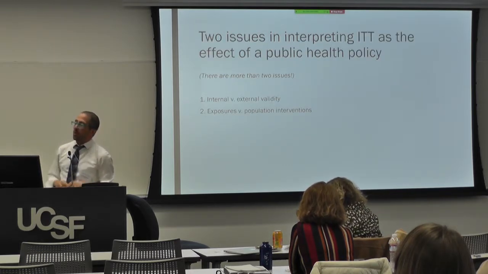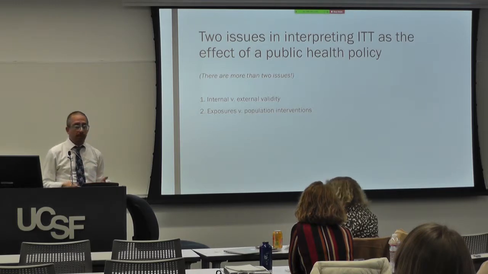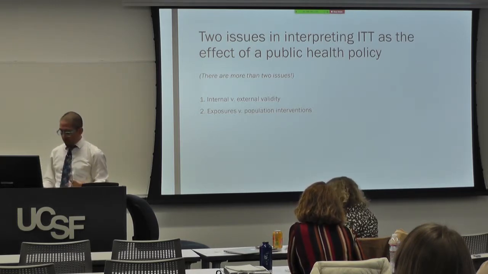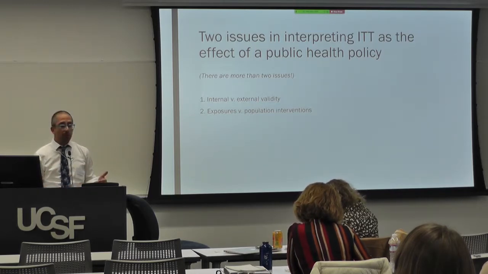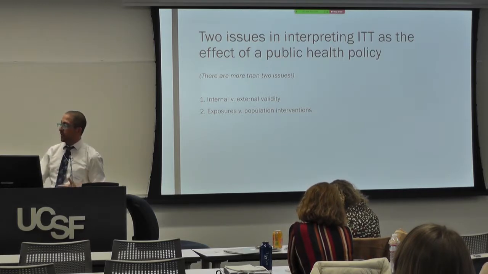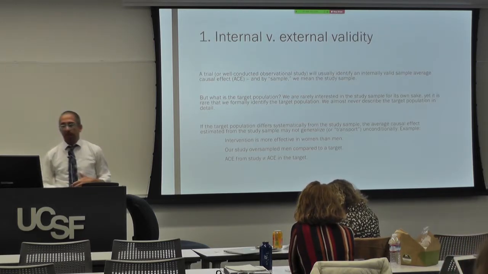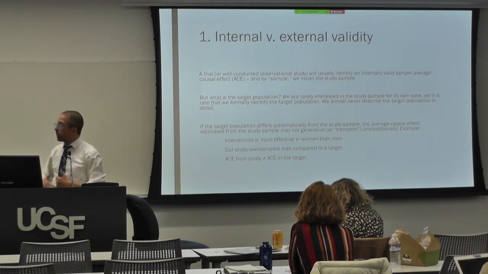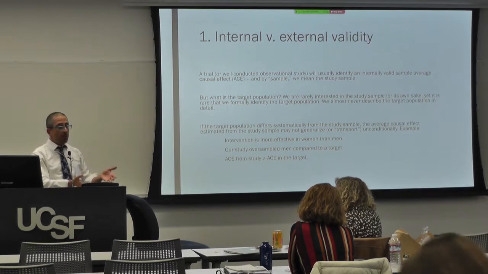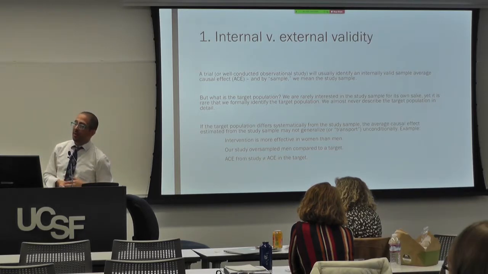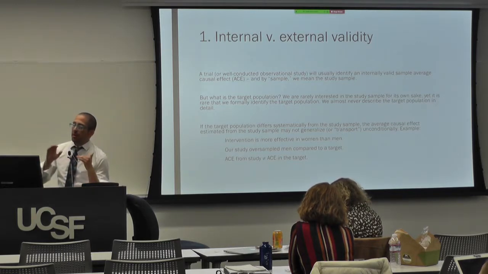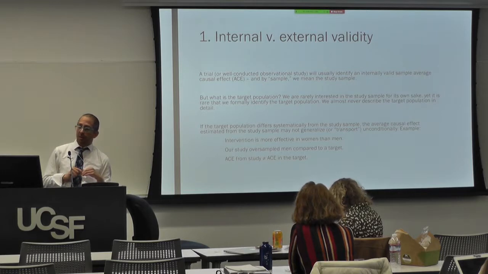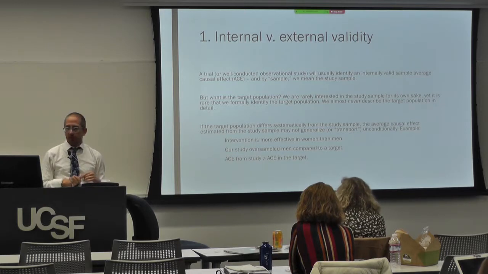So I'm going to talk about 2 issues in interpreting the intention to treat analysis as the effect of a public health policy. There are many more than 2 issues, but I'm just going to talk about these 2: internal versus external validity, and exposures versus population interventions. And so internal versus external validity: a trial or a well-conducted observational study usually is going to identify an internally valid sample average causal effect. And here by sample, I mean in the study sample. But we're rarely interested in the study sample for its own sake, which is something I'm going to get into in a couple slides. But it's also very rare that we formally identify the target population.